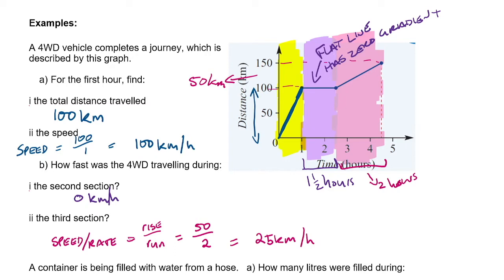They've probably gone on the main road in that first hour, had a break before they got started, and then that last 2 hours they've spent in some pretty rough country. So this is the kind of story we can see from these graphs.